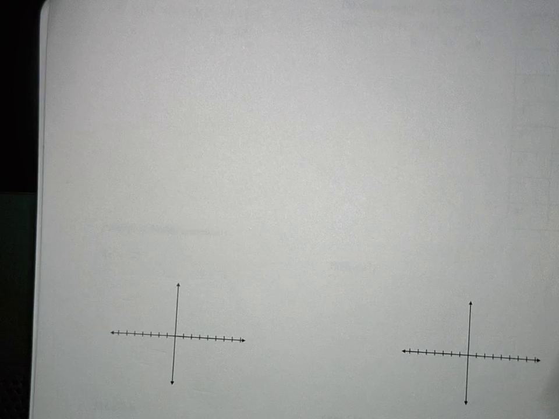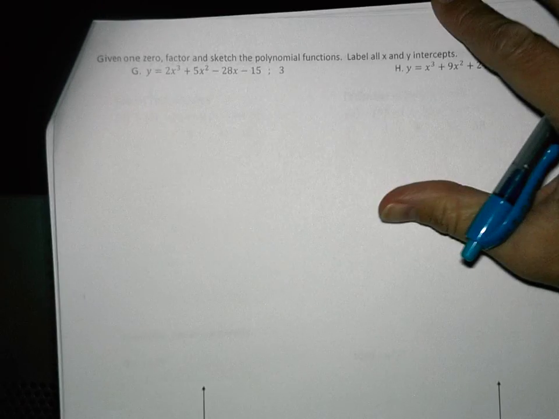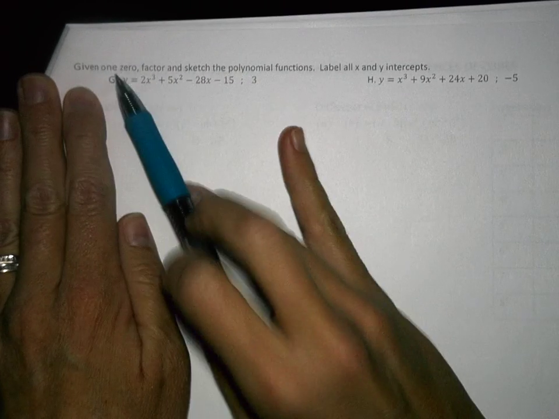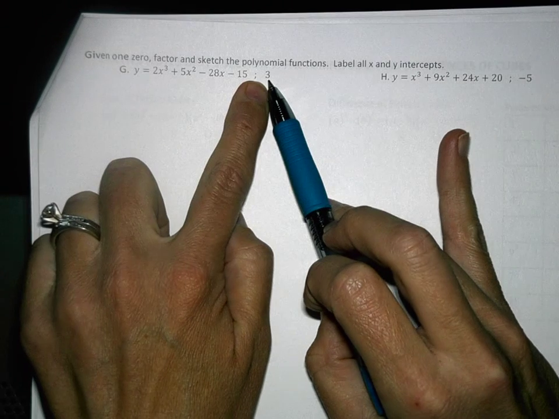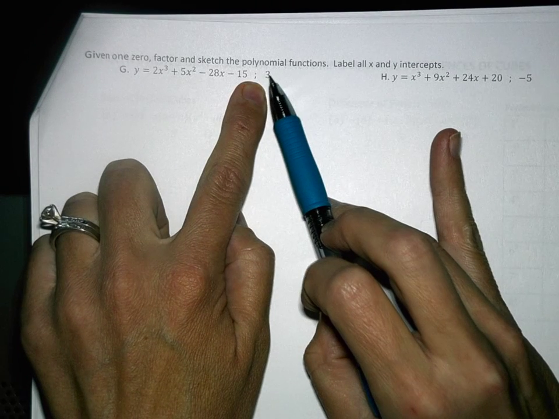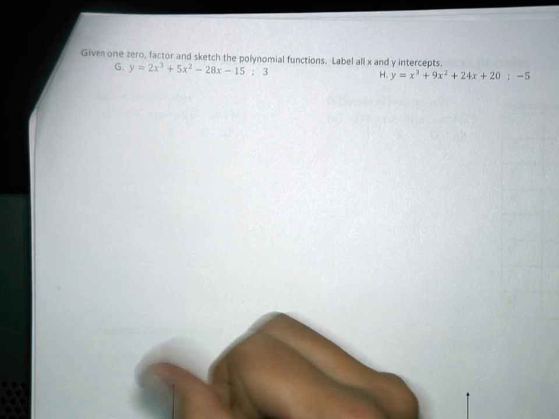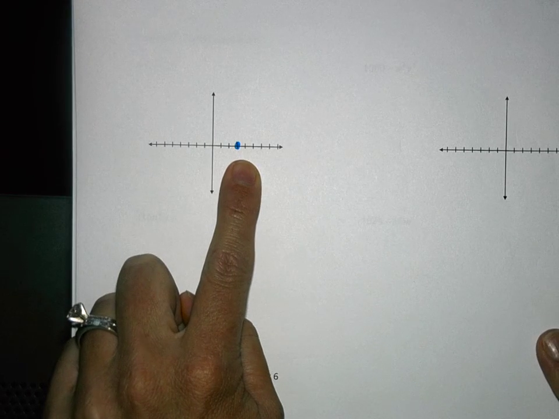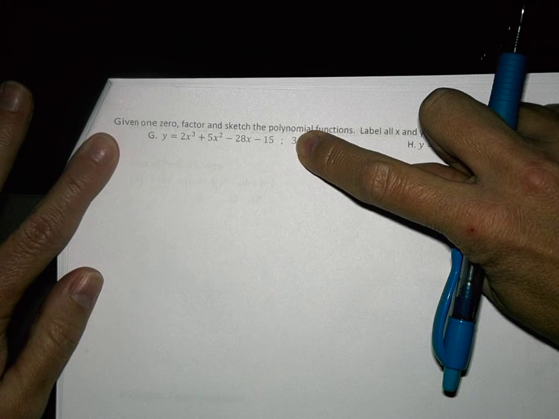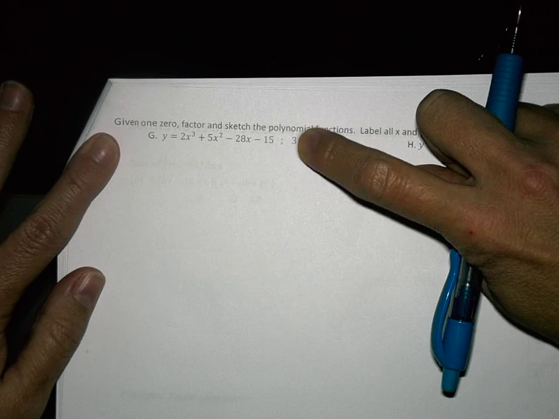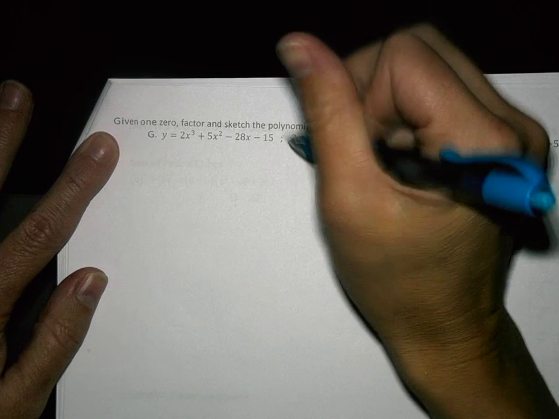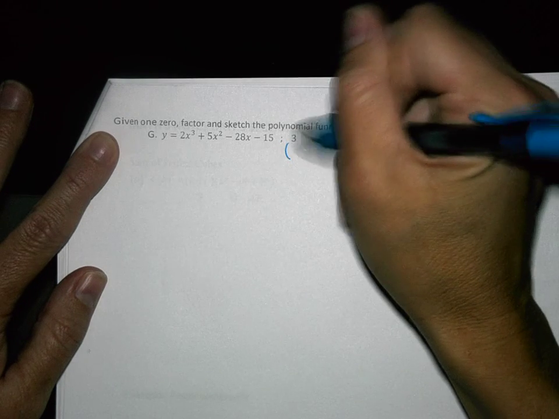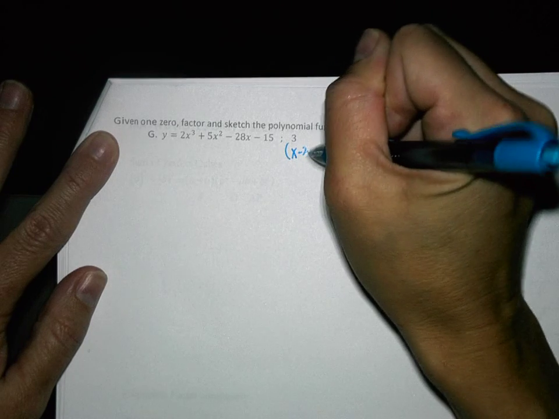Okay, so this one is also set up a little differently. Do you see here, it says given 1, 0. So they're telling you this is a 0. So what they're saying is that on the graph, there is a 0 at 3. If I were putting it on the graph there, there's a 0 at 3. Okay? In parentheses, what does that look like? As a factor, what does that look like? X minus 3. Do you guys agree with that?